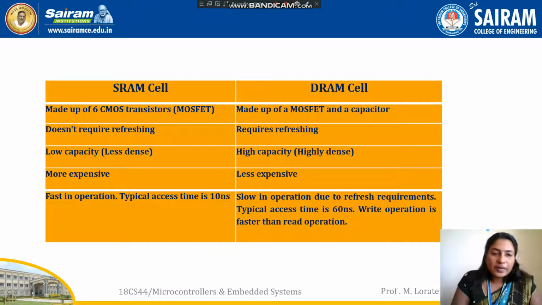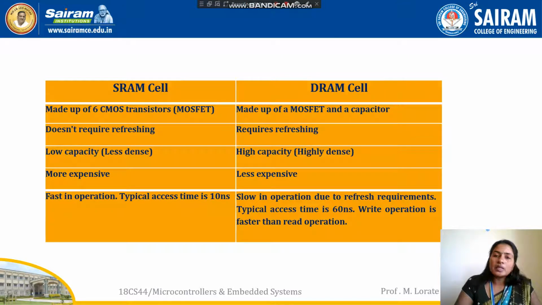Now the difference between static RAM and dynamic RAM. Static RAM is made up of 6 transistors or MOSFETs, but dynamic RAM is made up of one MOSFET and one capacitor. Static RAM does not require refreshing, and dynamic RAM needs refreshing of the data periodically. Static RAM is a low capacity memory cell. Dynamic RAM is a high capacity memory cell. Static RAM has less density, and dynamic RAM has more density.